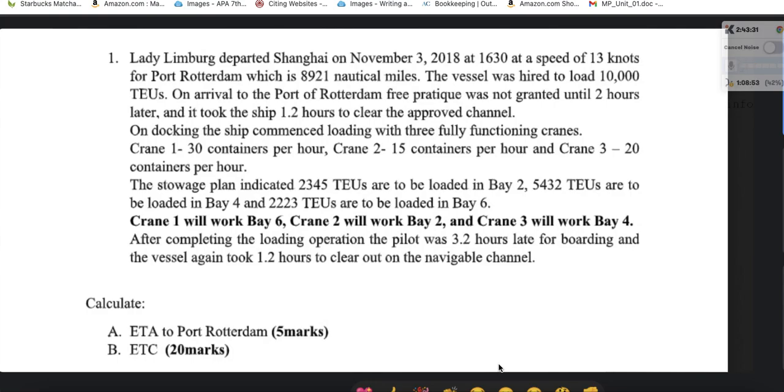Alright, continuing the calculation. December 23, 11:09. And then you're going to add the 1.2 hours now that it took to clear out of the navigable channel. 0.2, still 12 minutes. You'll add 0, 1, 12 minutes. 9 plus 12, 21. 11 plus 1, 12.